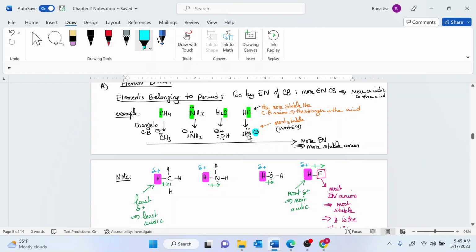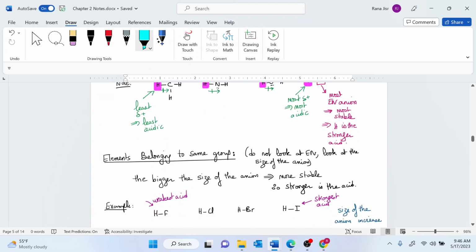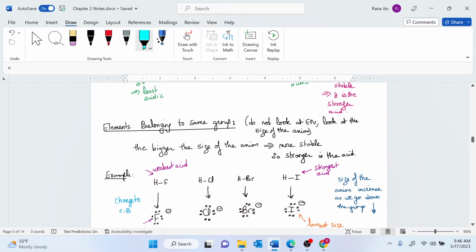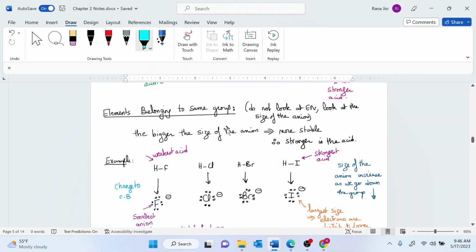That is going to make the conjugate base stable, and the more stable the conjugate base, the more acidic is the acid. So this is why HF is the strongest acid among all of those. Now, let's say, for example, your acid is connected to elements that belong to the same group. As we discussed before, now you don't look at the electronegativity anymore. You have to look at the size of the ion.